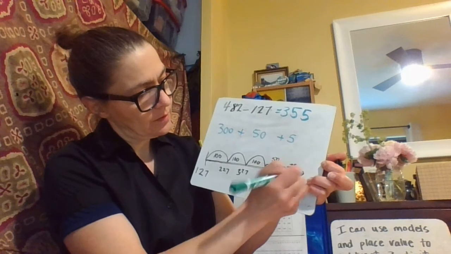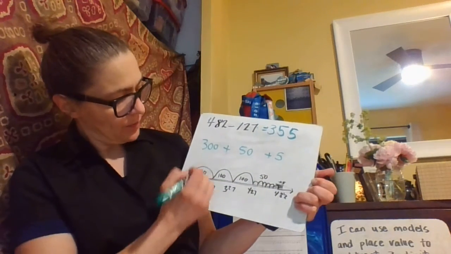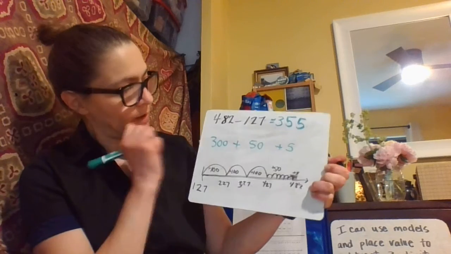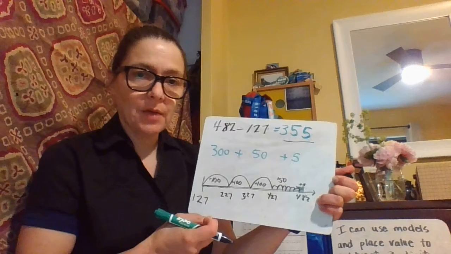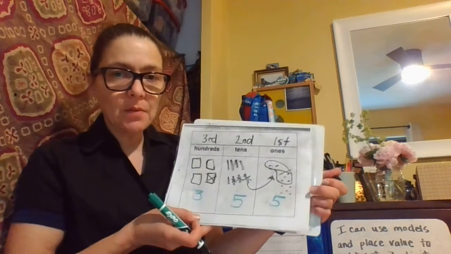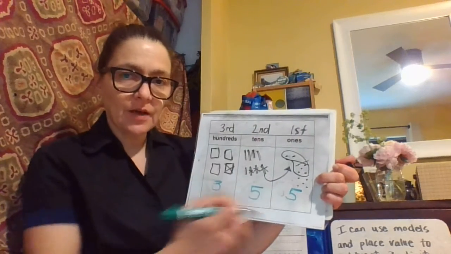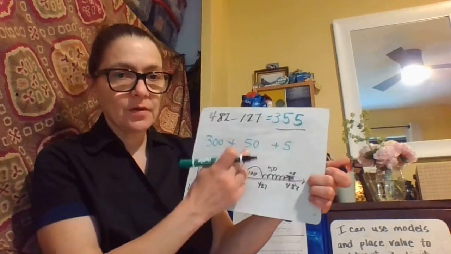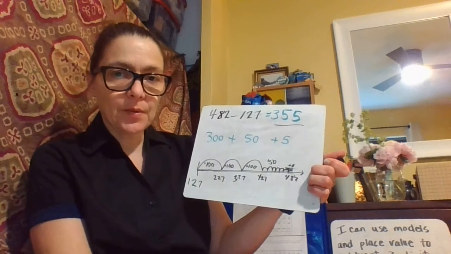Right there. Okay, and then I add those up, 100, 200, 300, 55, and that was my answer. So I double checked my work. So this is my model, and I've put it into my place value. This is my place value, and I double checked my work doing an open number line.